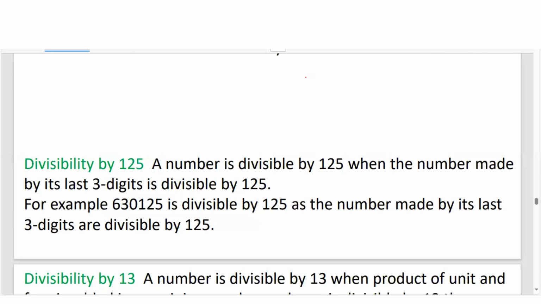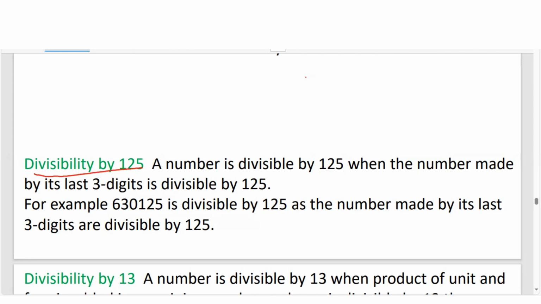Hello everyone. Today I'm going to start a very important topic of quantitative aptitude, that is the number system part 9. Let us see. The first point is the divisibility rule of 125.